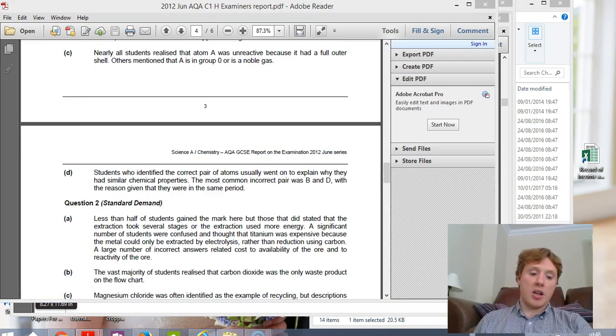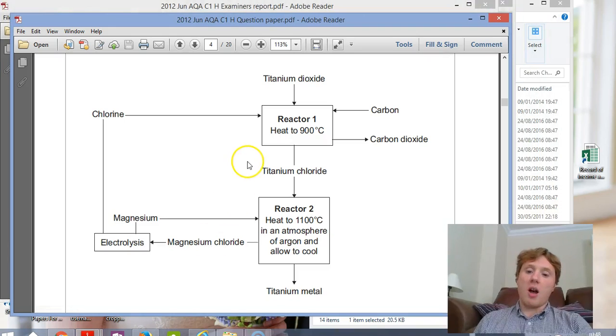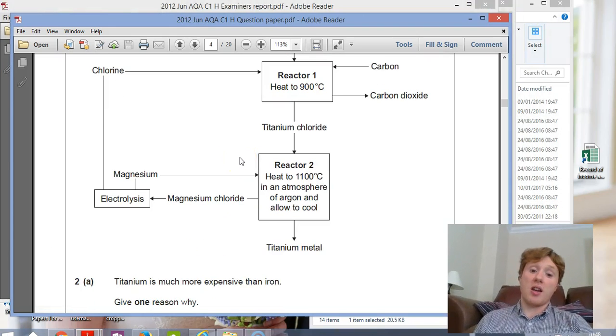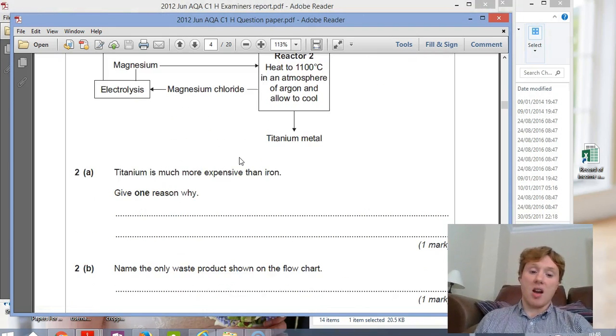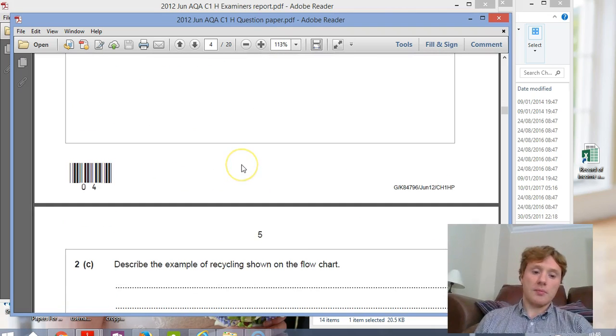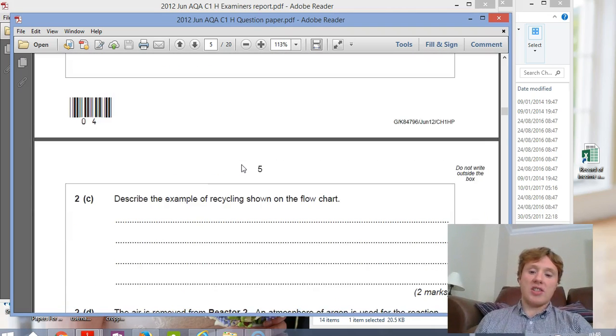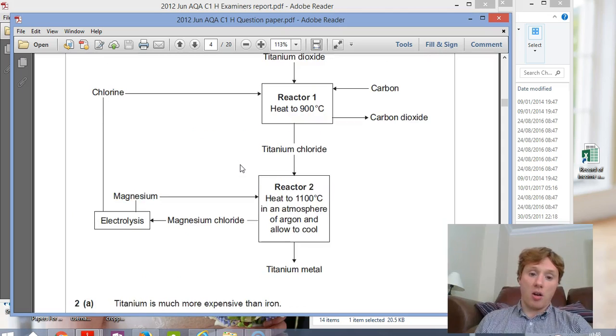Vast majority, good. Also, carbon dioxide is a waste product from combustion, so if people guess, they're probably going to guess carbon dioxide as well. Describe an example of recycling on the flow chart. 2 marks, off you go.